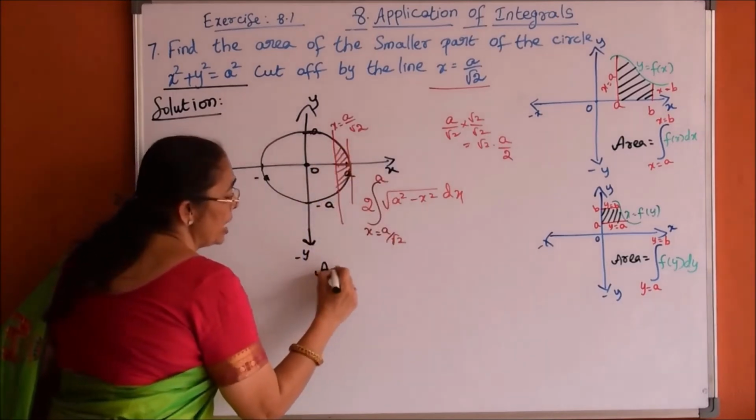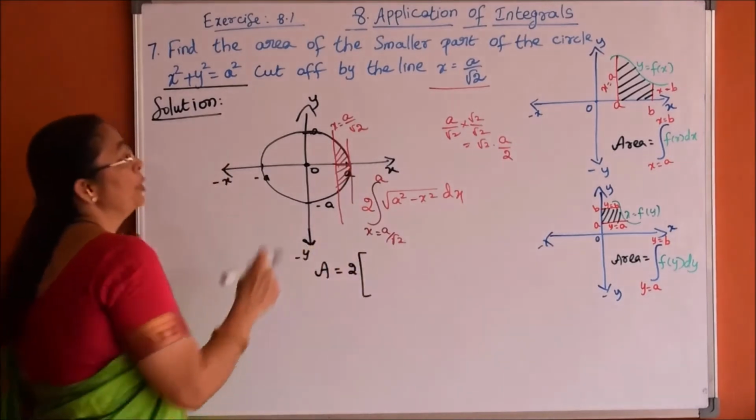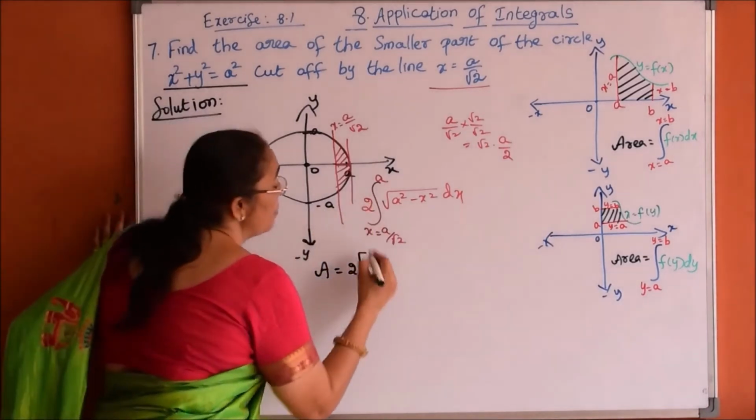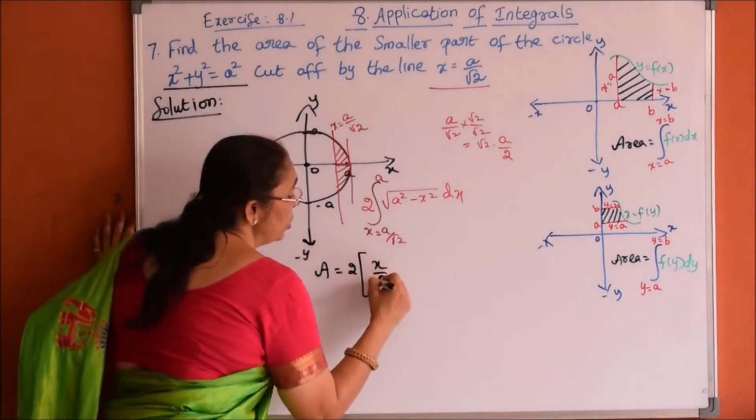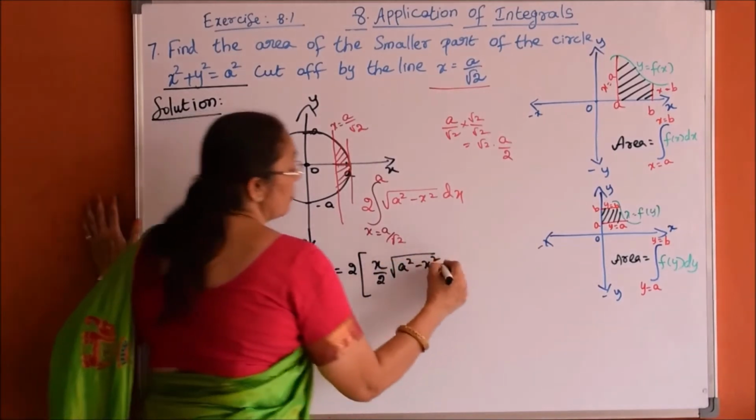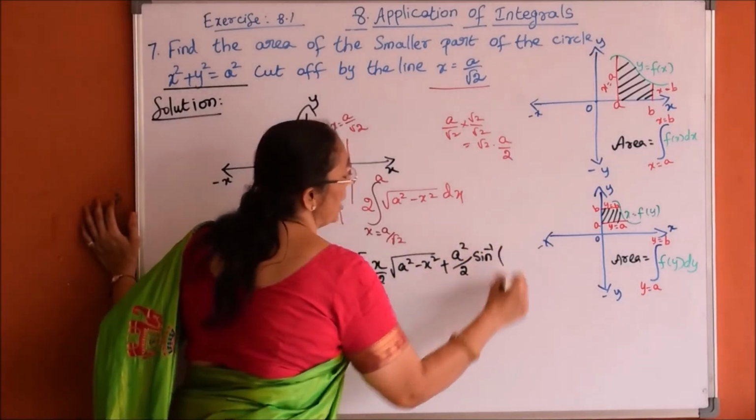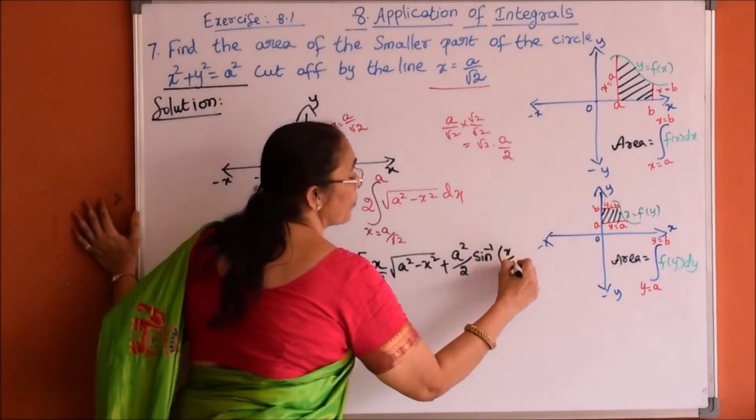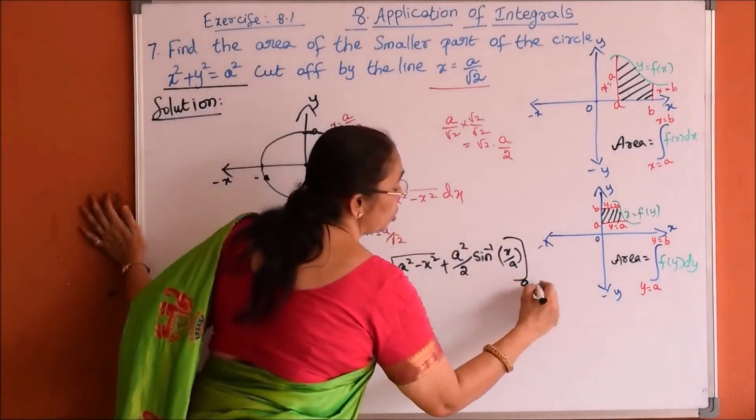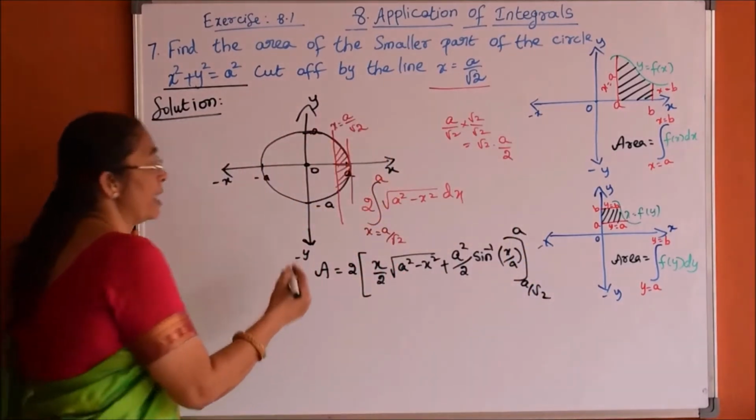So, area is equal to 2 times the integral of root over a square minus x square dx. Using the direct formula, which is x by 2 root over a square minus x square plus a square by 2 sine inverse of x by a. The limits are varying from a by root 2 to a. Carefully apply the limits and evaluate the value.